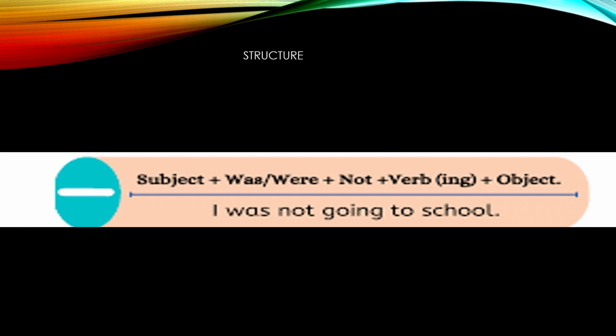Let's look at the structure of negative sentences in past continuous sentence. Subject plus was, were, and there would be addition of not before main verb in the sentence. For example, I was not going to school.